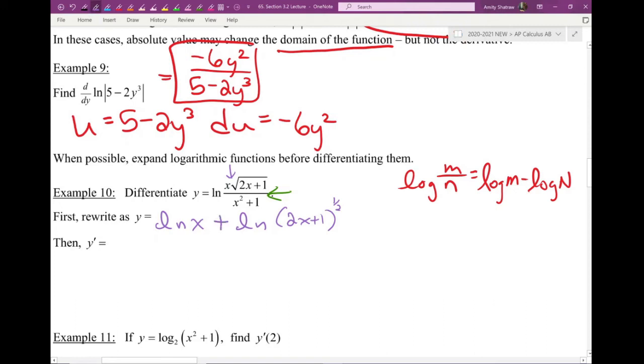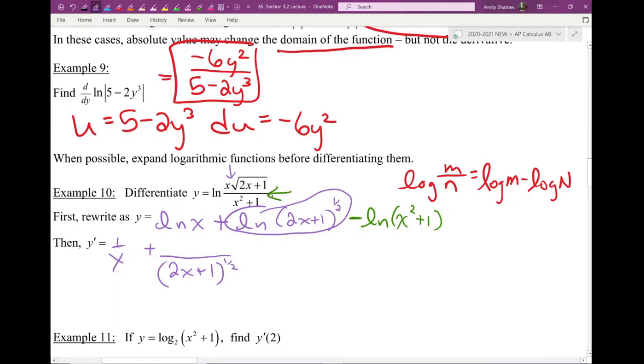I said times. It's supposed to be plus. And then minus, there's my quotient rule, minus what was in the denominator, which is the natural log of x squared plus 1. So when I find this derivative, I'm going to say the derivative of the natural log of x is 1 over x. And then the derivative of this right here, I'm going to have a 1 half, right? Well, hold on. So when I take the derivative of this, I know I'm going to get 1 over 2x plus 1, and that's to the 1 half power. So there's a square root there.